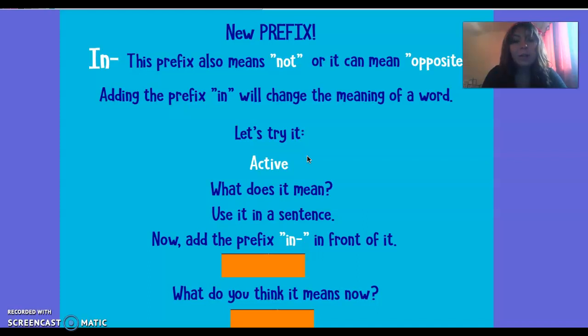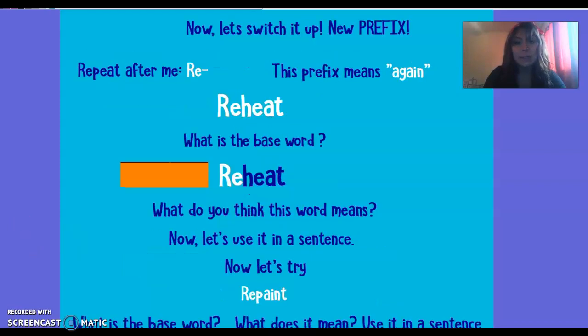Good. Now let's add the prefix in front of the word active. What does it say now? Take about 3 seconds. If you said inactive, good. Now, what do you think the word inactive means now that we have a prefix in front? If you said not active, awesome job. You guys are getting so good at prefixes.